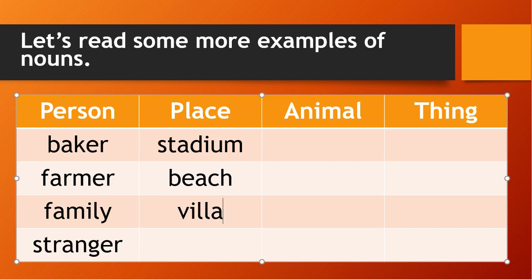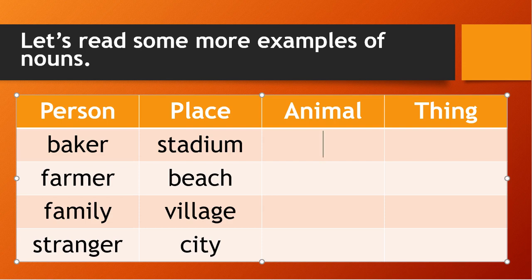Then we can say village. Everyone goes to a village for vacation, to enjoy and spend their free time. So village is a place, correct? So that is a place noun. Then city, we are staying in Surat city, that is also a noun.